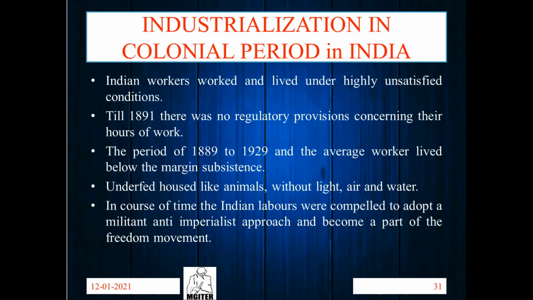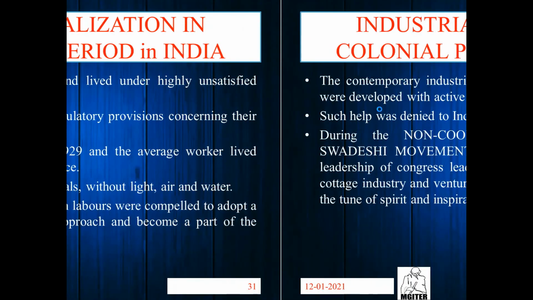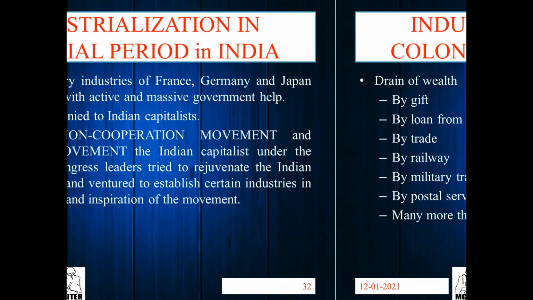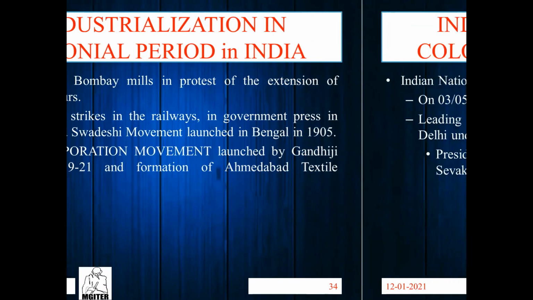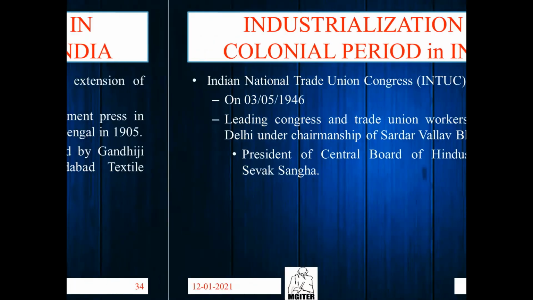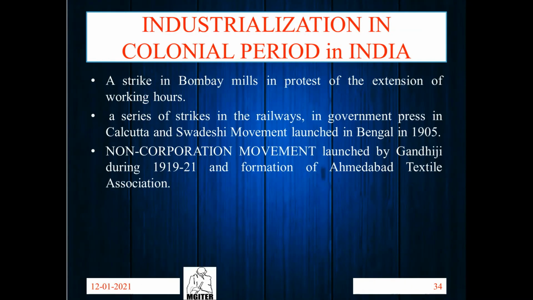The workers lived in highly unsatisfactory conditions. So by this pressure, by these unhygienic conditions and unregulated movement, the rebellion started. The non-cooperation movement and Swadeshi movement started. And this anger inside the Indian workers took the non-cooperation movement to a high level.